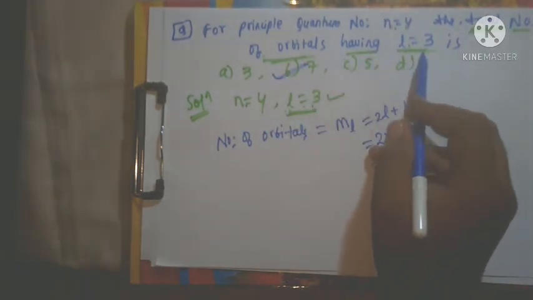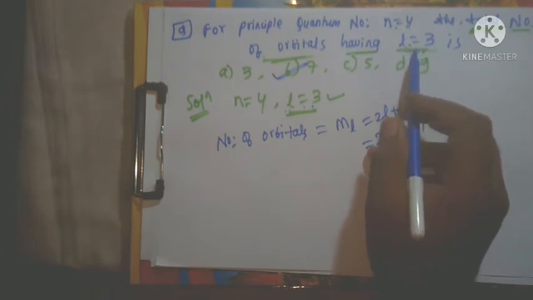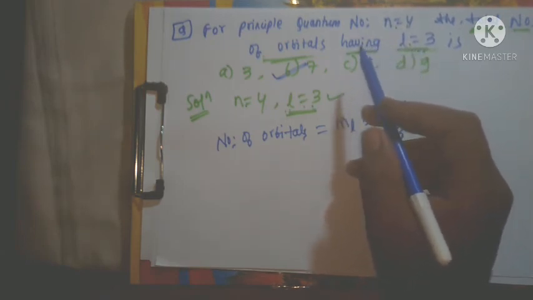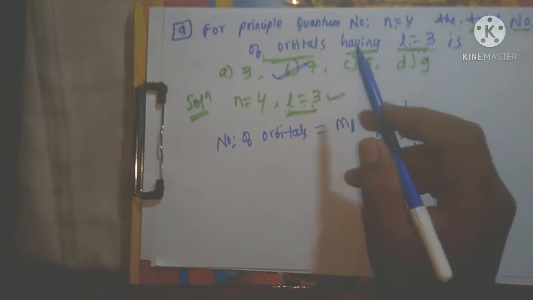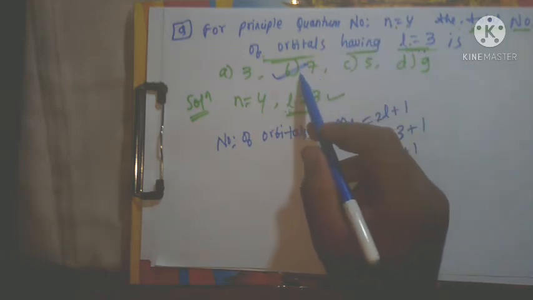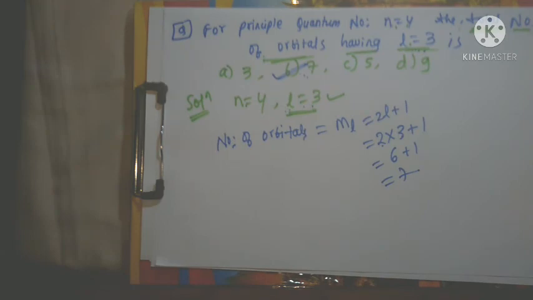L is equal to 3 means, you have to remember, L is equal to 3 means how many orbitals? Number of orbitals is equal to, what is the formula? 2L plus 1, that is 3 into 2, 6. 6 plus 1 is 7. 7 orbitals are possible, right?